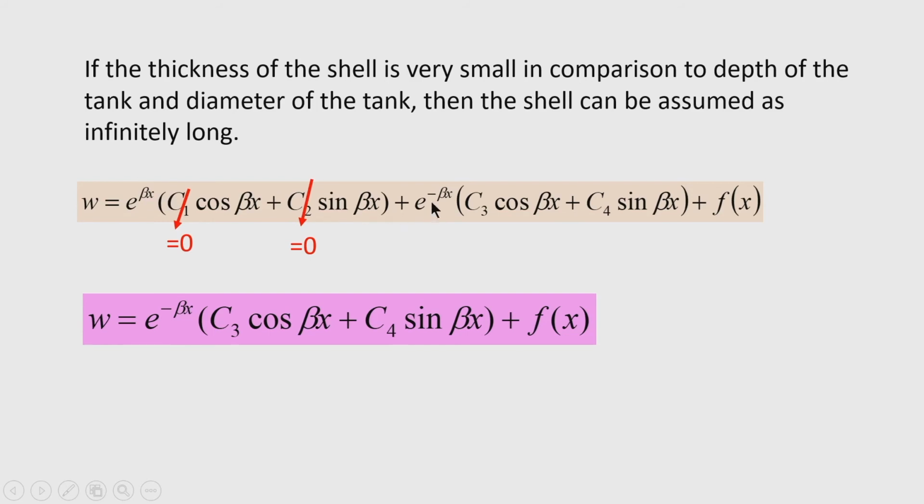Therefore, we have to retain only these two constants of integration C3 and C4, and the solution is now written as w equal to e to the power minus beta x into (C3 cos beta x plus C4 sin beta x) plus f(x). So, this is the final solution, and the two constants of integration now have to be determined from the end condition.